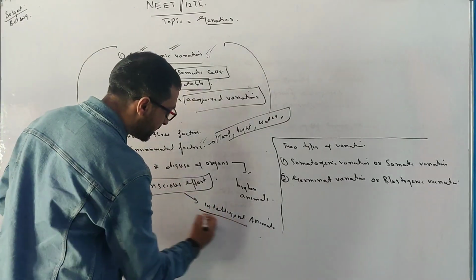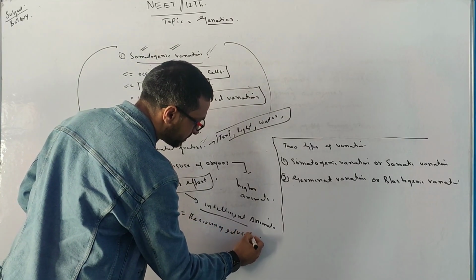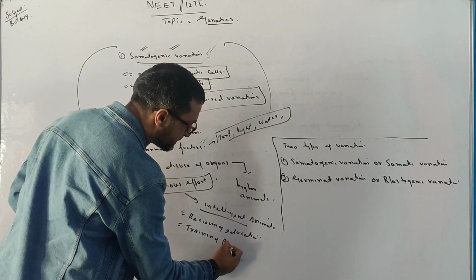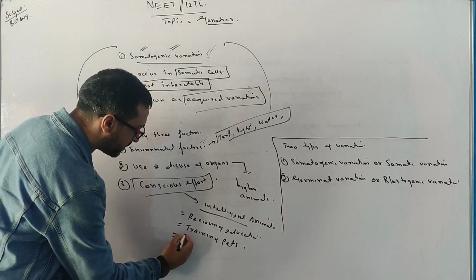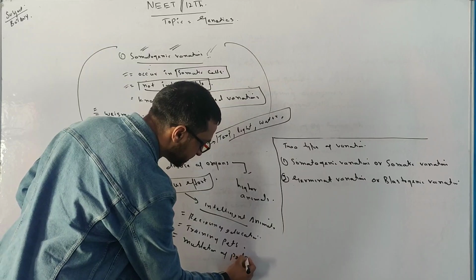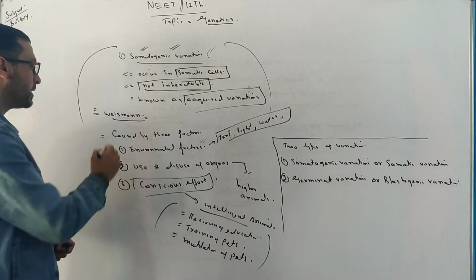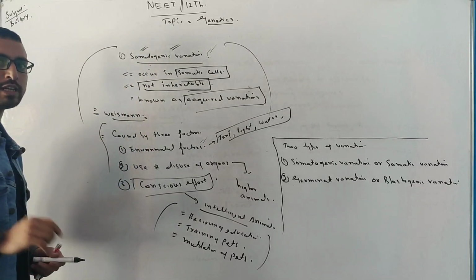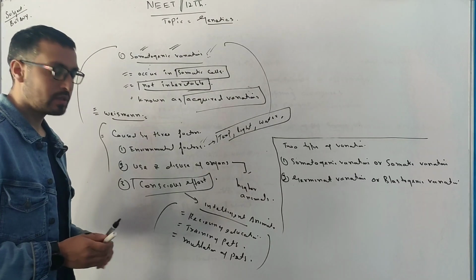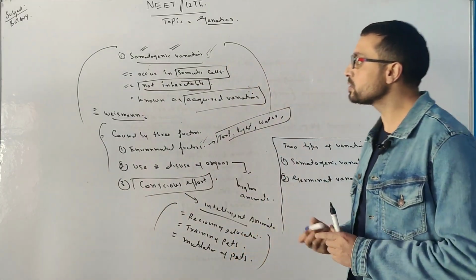For example, receiving education, training pets, mutilation of pets. So these are the examples of conscious effort. So these are responsible for the somatogenic variations. So this is all about these somatogenic variations.